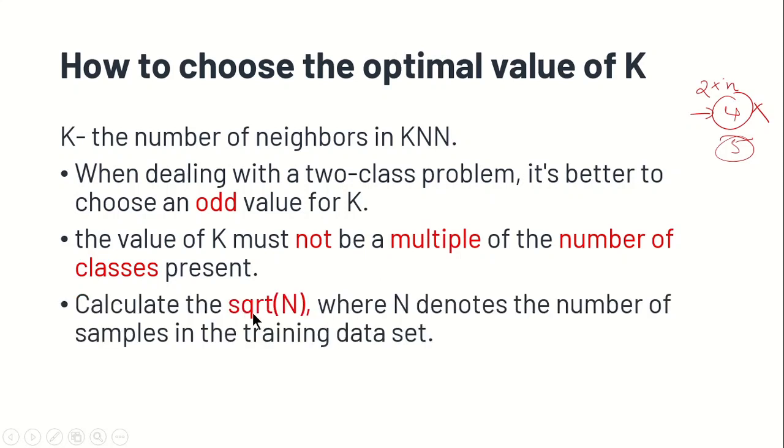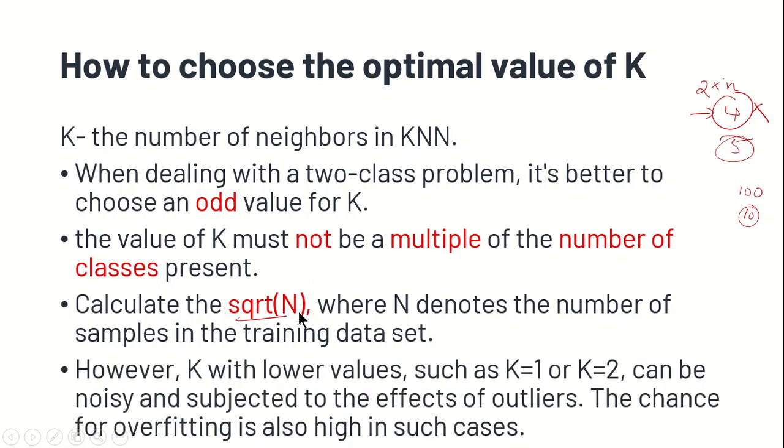Then another method is to calculate the square root of n, where n denotes the number of samples in the training data set. So suppose you have 100 data points in a data set, we take 10 as the neighbors. That is another method to choose K. And in any case, K should not be a low value, such as K equal to 1 or K equal to 2. If we take that, it will result in overfitting, so we should not go for those lower values.